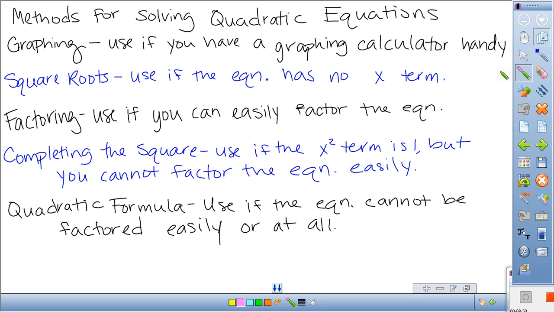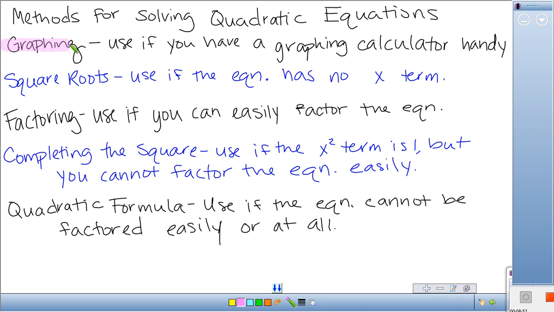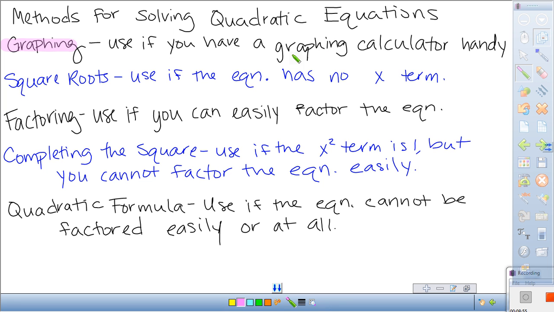Some of these we've done, some we haven't. Graphing: we definitely learned how to graph a quadratic function. We didn't use it to find the answers though, but you can. If you graph it, then you know your answers are just your x-intercepts. So find where your parabola crosses the x-axis, and those are your answers.